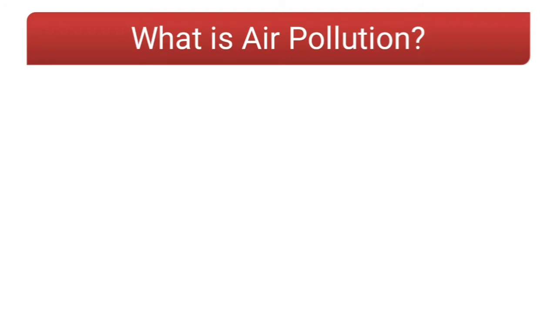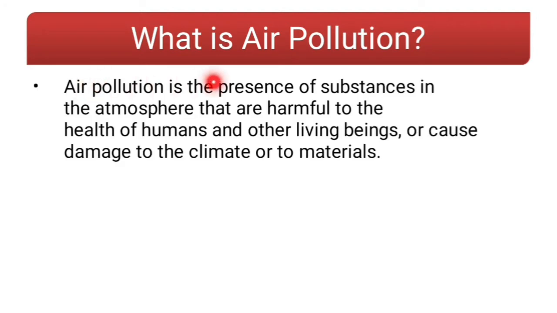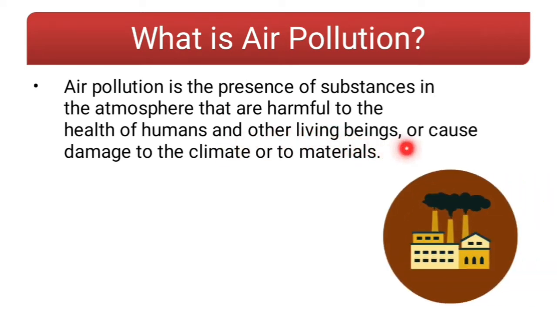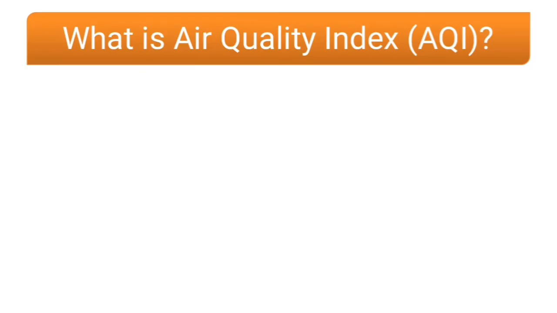We'll start with what is air pollution. Air pollution is the presence of a substance in the atmosphere that is harmful to the health of humans and other living beings or causes damage to the climate or to materials. I will repeat. Air pollution is the presence of a substance in the atmosphere that is harmful to the health of humans and other living beings or causes damage to the climate or to the materials. So, air pollution may be because of factories, it may be because of vehicles also, but it affects the environment, and that's why it is necessary to study this topic.